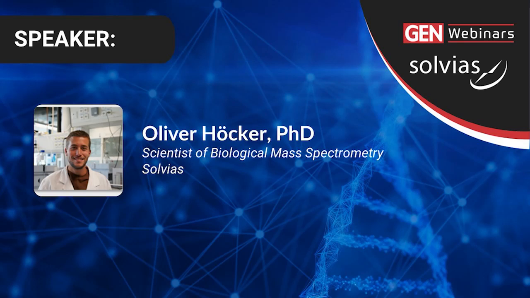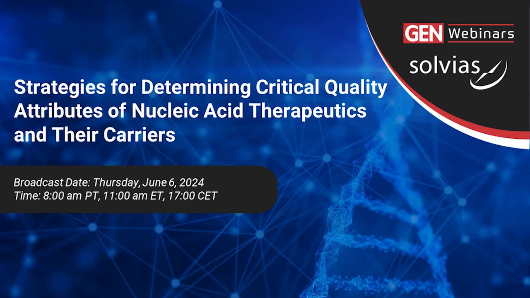We'll get to his presentation shortly, but first, let's cover some background on today's topic. Determining the critical quality attributes of emerging nucleic acid therapeutics and their carrier systems poses a new challenge for biopharmaceutical companies. Low molecular weight nucleic acid therapeutics, such as antisense oligonucleotides or small interfering RNA, can be fully characterized using critical quality attributes like identity or purity with many different analytical tools.